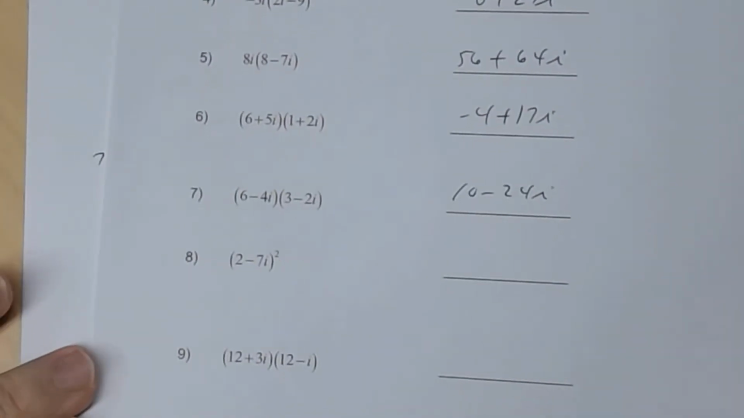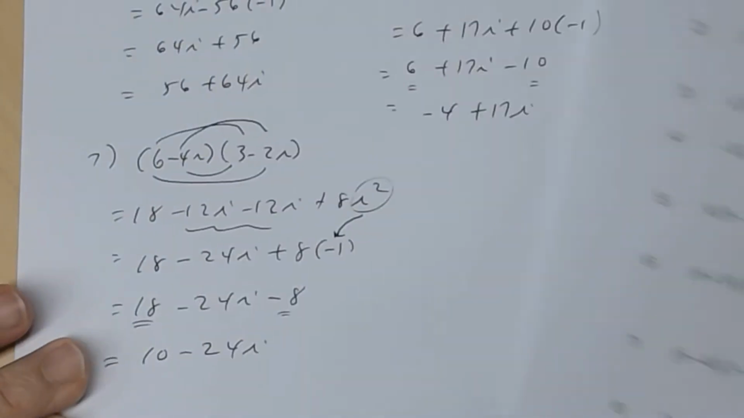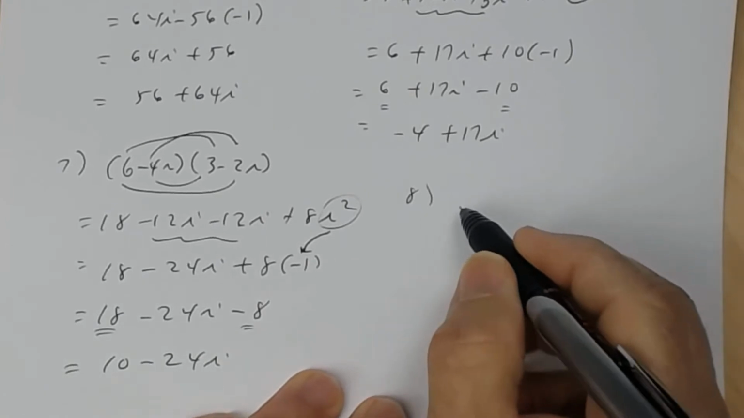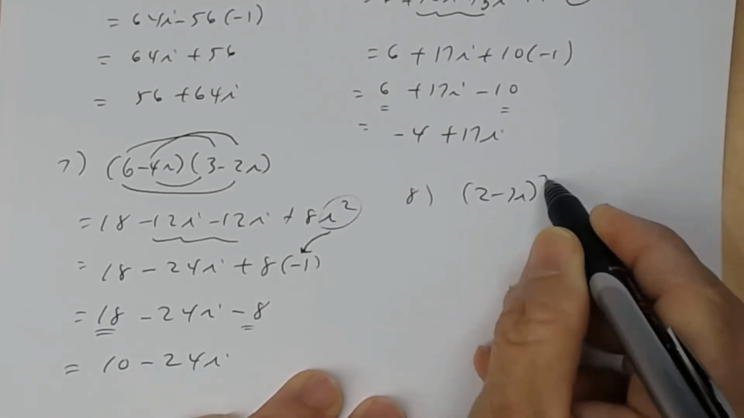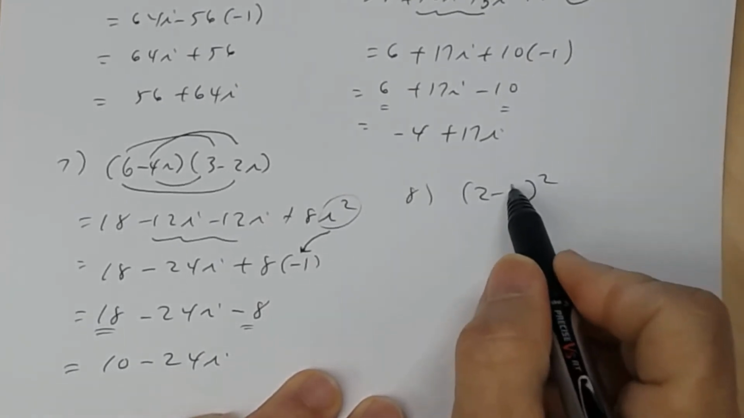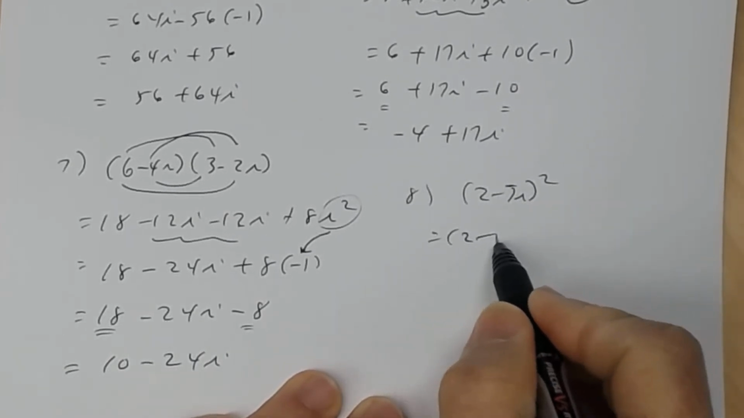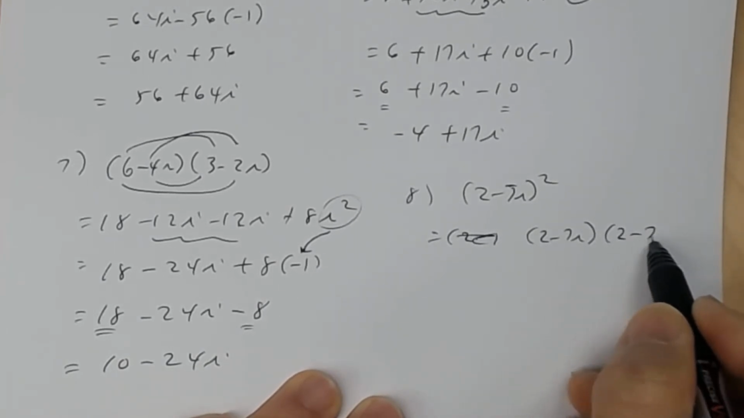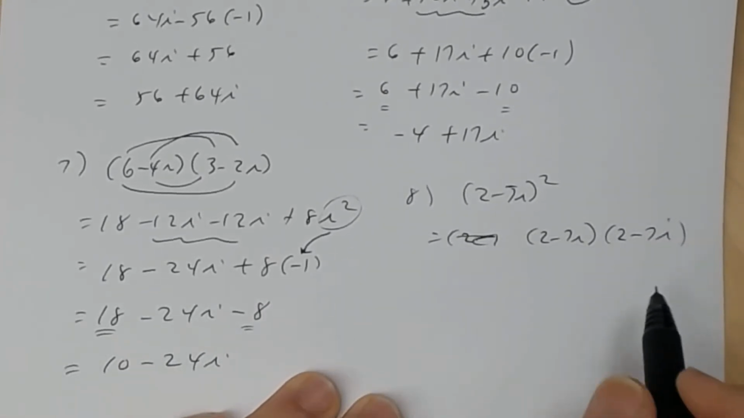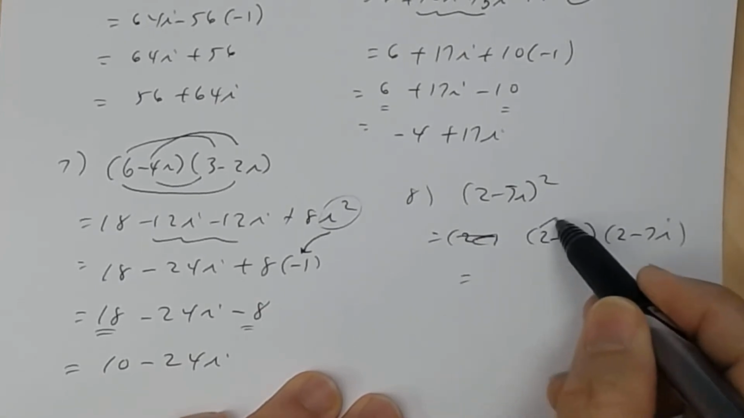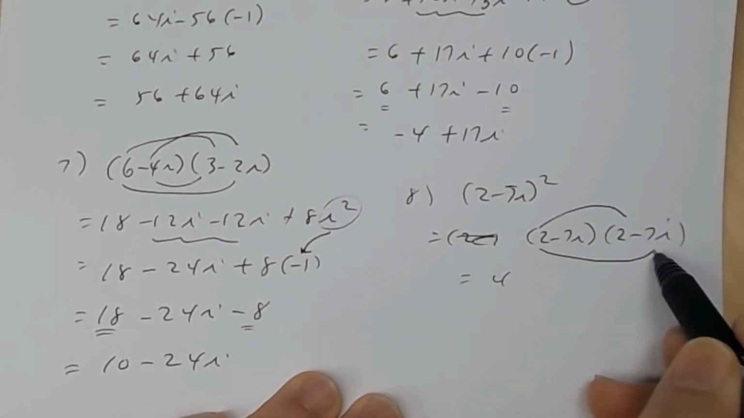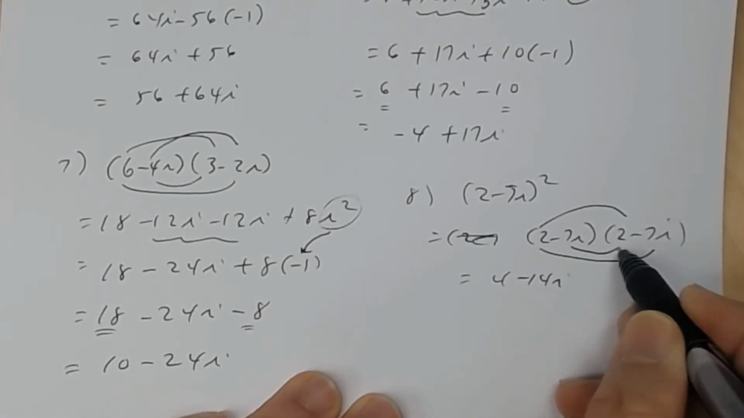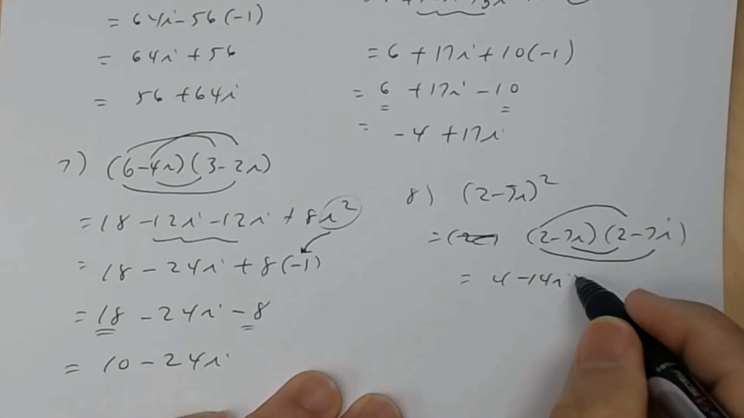Okay, number 8, you have this binomial squared: 2 minus 7i squared. You've got to remember that 2 minus 7i squared means 2 minus 7i times itself. So now you can use the FOIL method. I get 2 times 2 is 4. The outer, 2 times a negative 7i is a negative 14i. The inner, negative 7i times 2 is a negative 14i.